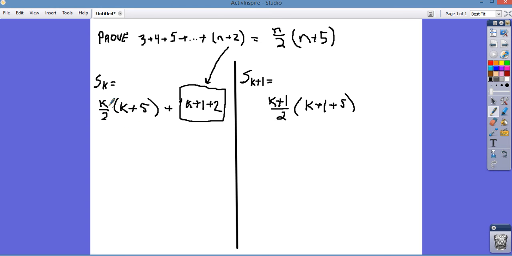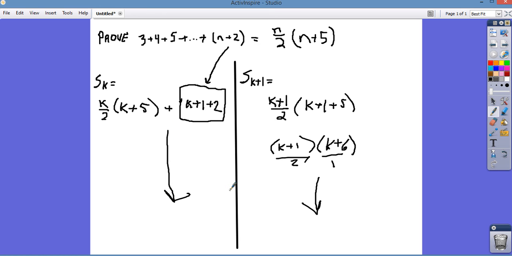But basically the idea is you're going to distribute. You're going to get k squared plus 5k all over 2, plus this becomes a k plus 3. This becomes a k plus 1 over 2 times, and then add the like terms, and this becomes a k plus 6 over 1. Multiply your two binomials. Again, you're going to work this down so that your left-hand side matches your right-hand side. So you've done a mathematical proof by mathematical induction.